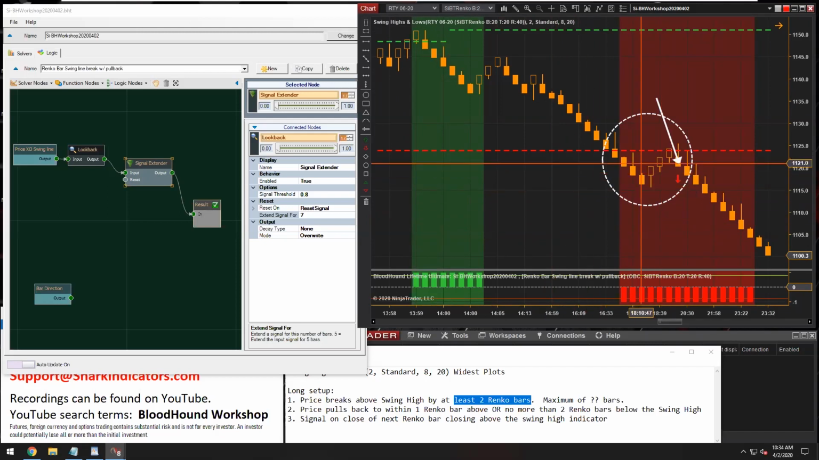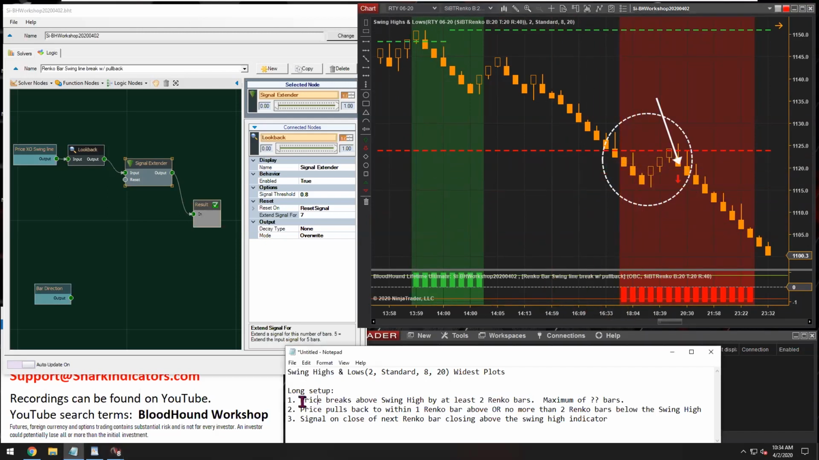All right, let's see here. So that is rule number 1. We have rule number 1 done. And again, this little comment here, we'll go back to this and implement a maximum number of bars if we need to. That's just something to be mindful of, but we're going to ignore it for now.